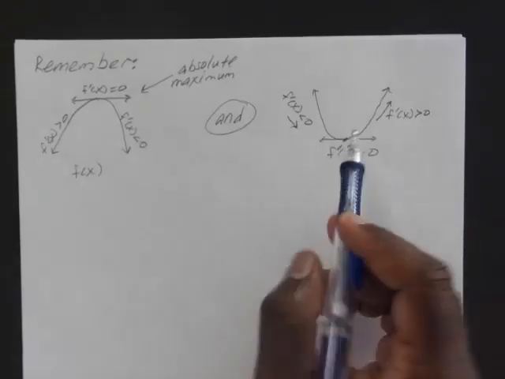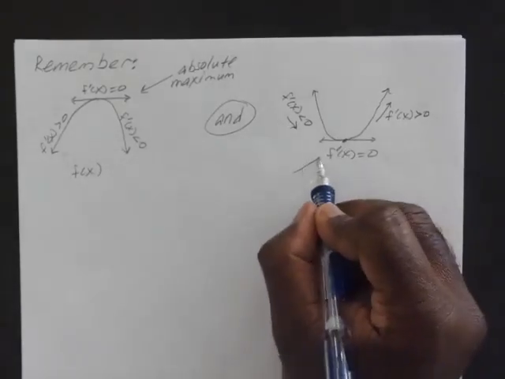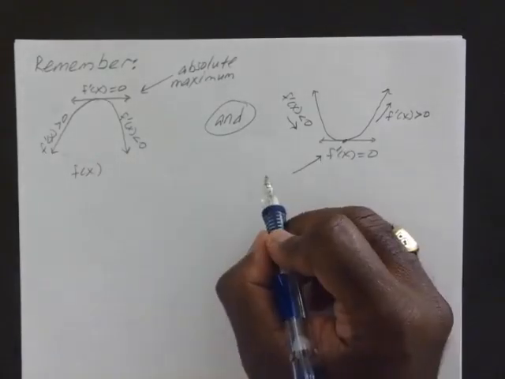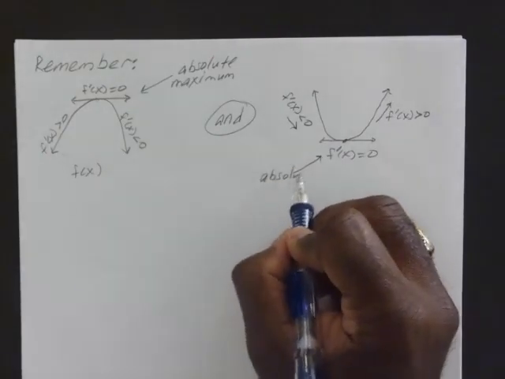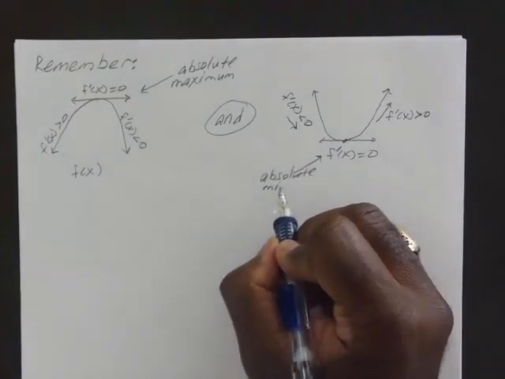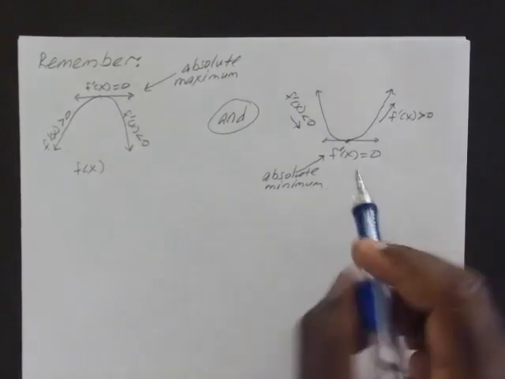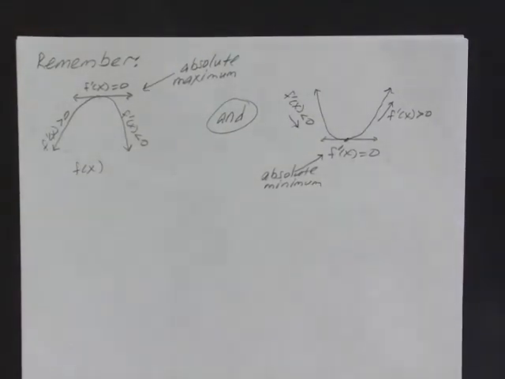Okay, so we can see here at this point where your f prime of x is equal to 0, that's your absolute minimum. That's the lowest point on the graph.